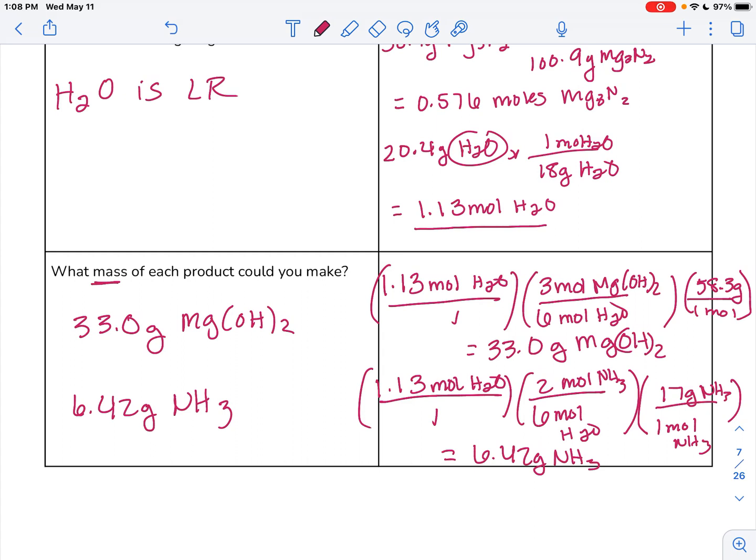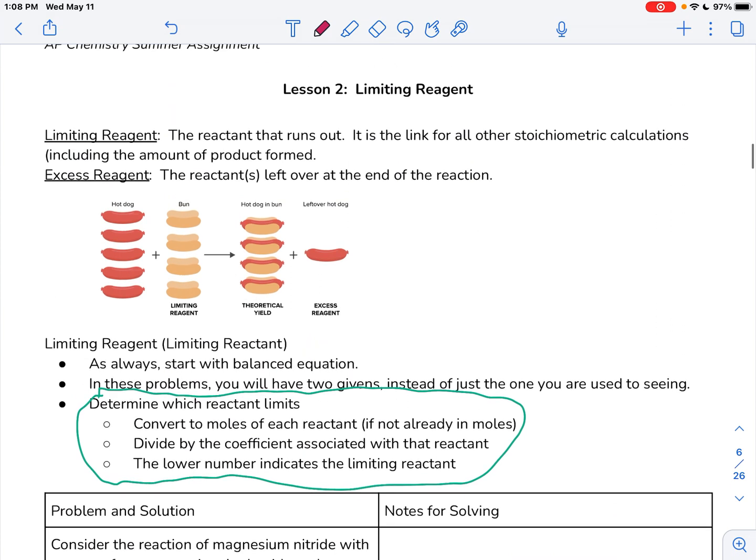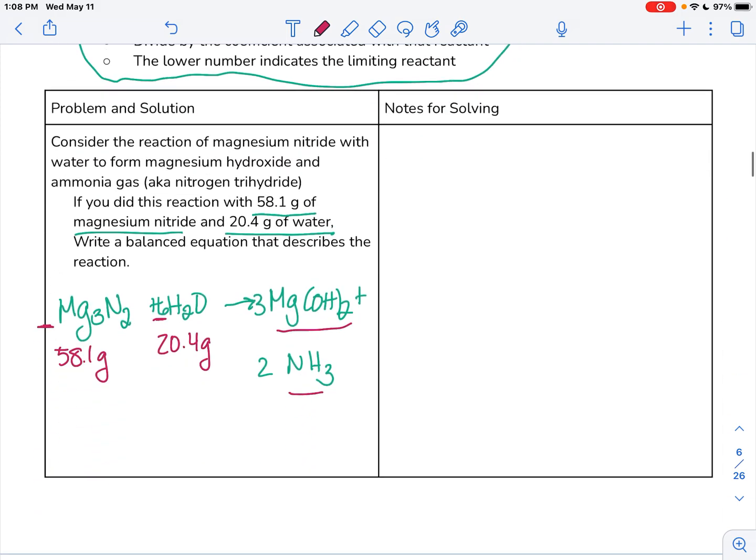So if we were doing a percent yield problem, and it didn't give us the limiting reagent, we would need to find the limiting reagent, use that to get the product amount, and then plug that into our percent yield formula. So you notice on the hot dog graphic, I did write the theoretical yield here. So just if that does come up, that's how you find it. You always use the limiting reactant.